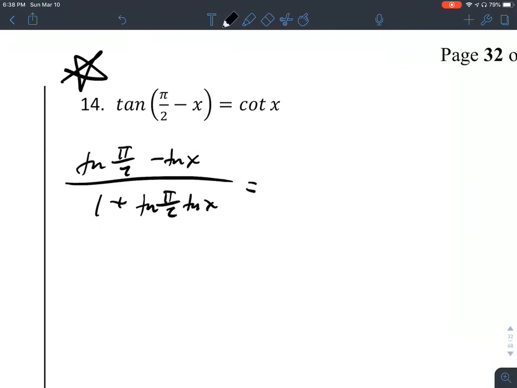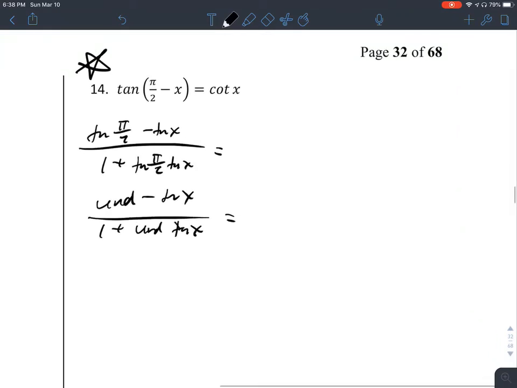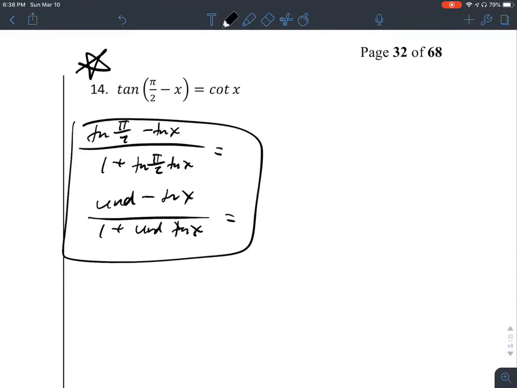Well, what is tangent of pi over 2? It is 1 over 0, which is undefined. So here's a problem. You cannot work with an equation that has something undefined in it. This did not work. So let's go about this in a different way.